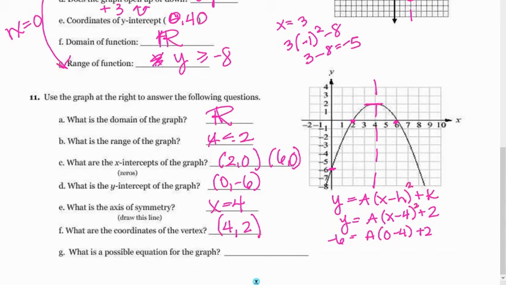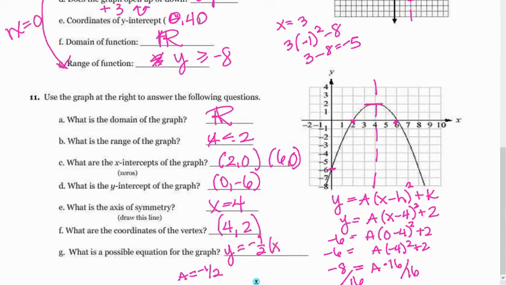I always forget my squared here. Okay. Equals negative 6. I'm going to take away 2, so negative 8 equals a times 16 and divide by 16. And I get a equals negative 1/2. And that seems appropriate to me. So I'm going to say y equals negative 1/2 (x minus 4) squared plus 2 is an equation of this graph.